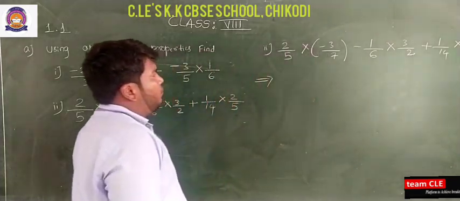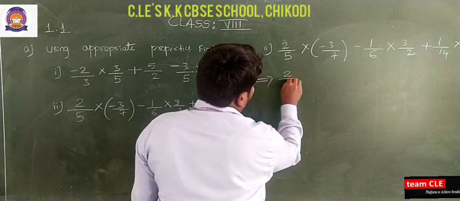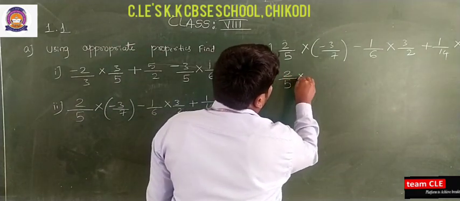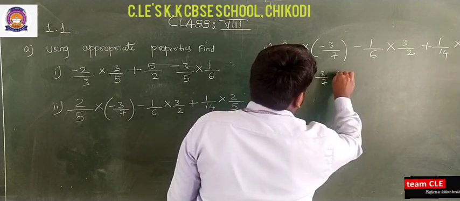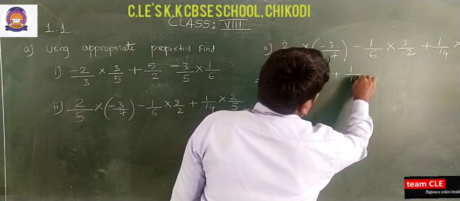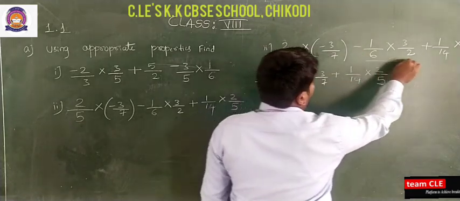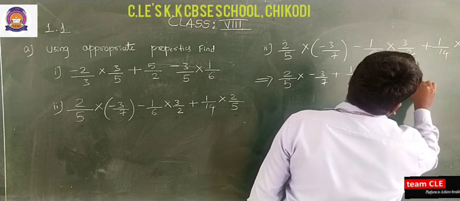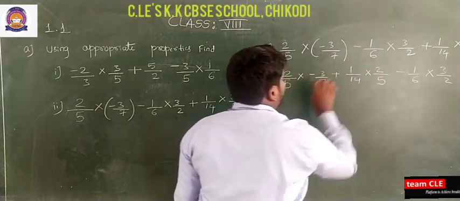So see here, all of you, what I have to write in this step. First write this 2 by 5 as it is. 2 by 5 into minus 3 by 7. Next you write that last term plus 1 by 14 into 2 by 5. Then you write the remaining term, this last here, minus 1 by 6 into 3 by 2. Okay, so this step you have to write.